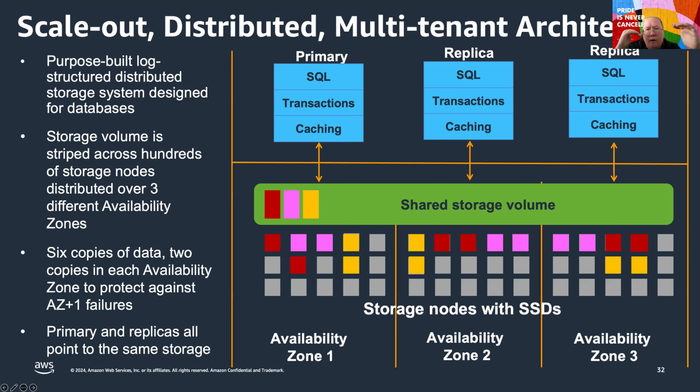We have the nodes on top in the compute layer, and that's the query processing side. You see your primary node and your replica nodes on top there in blue. That is the side that will process your SQL, your transactions, your caching. And you can have multiple of those. It scales to 15 nodes.